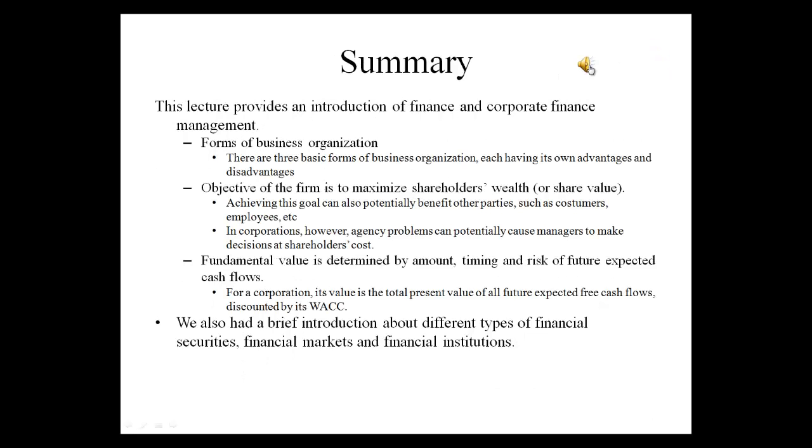Now let's have a summary of this lecture. In this lecture, we provided an introduction to finance and corporate financial management. We talked about different forms of business organizations. There are three basic forms, each having its own advantages and disadvantages. We also mentioned that the objective of the firm is to maximize its shareholders' wealth. Achieving this goal can also potentially benefit other parties such as customers and employees. However, in corporations, agency problems can potentially cause managers to make decisions at shareholders' cost.